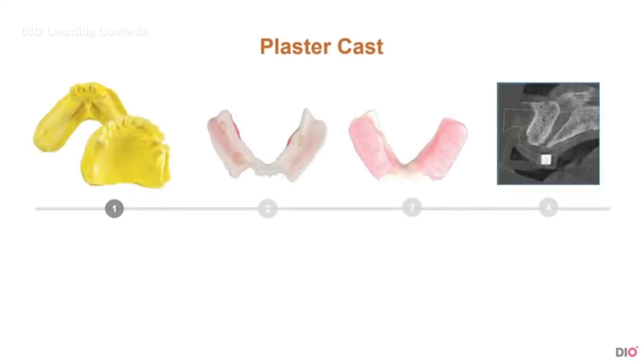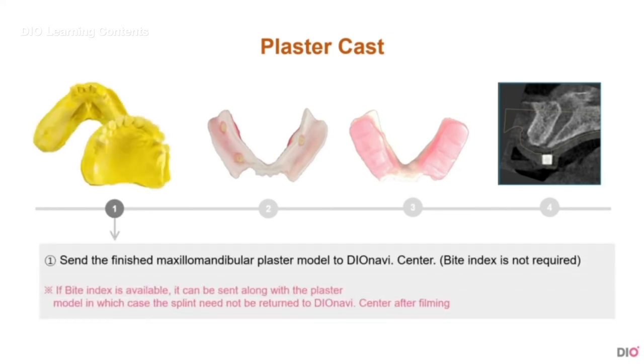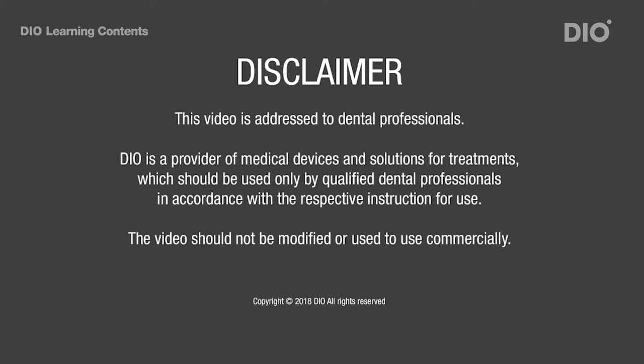The following is the process of making a plaster model without an oral scanner. First, we have to make a plaster model of the maxillary and mandibular and deliver them to the Dionavi Center. Let's briefly watch the impression taking process to make the maxillary and mandibular plaster model.